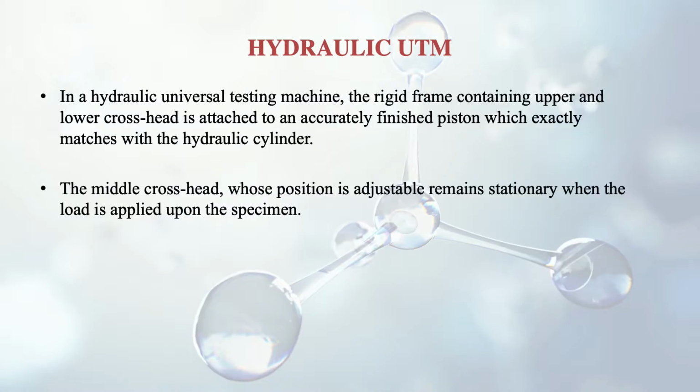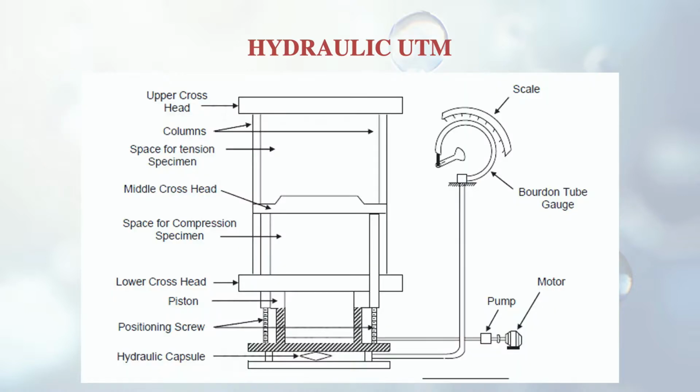The middle crosshead is the one which is adjustable, but it remains stationary when the load is applied upon the specimen. So here in this case, this middle one will not be moving as such. It will remain stable, but yes, we can adjust this position with the help of the screws which are given here. So what happens, suppose I am placing this specimen here in this portion, then suppose the piston goes up, so these two will also be going up, and this particular specimen will be pulled up, so the tension will be acting in this case. And if a specimen is at the bottom, then the compression will be acting.